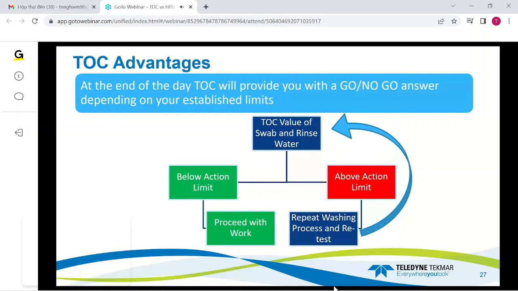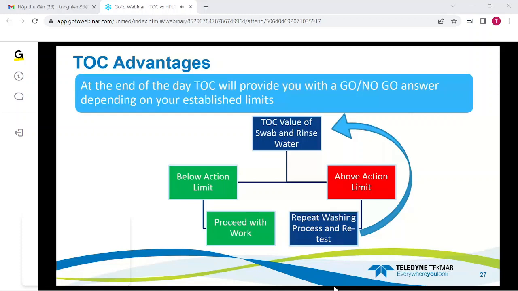So when we look at the TOC value of the swab or the rinse water, if it's below our actionable limits, we can proceed with work. But if it's above our action limit, what do we need to do? Well, certain manufacturers have certain SOPs and processes put in place. Sometimes they'll go through and repeat the wash and then retest, or they'll go into further investigation to understand why that sample is contaminated and get to the root cause. So it's a simple TOC, as I said, provides a simple go, no-go answer.